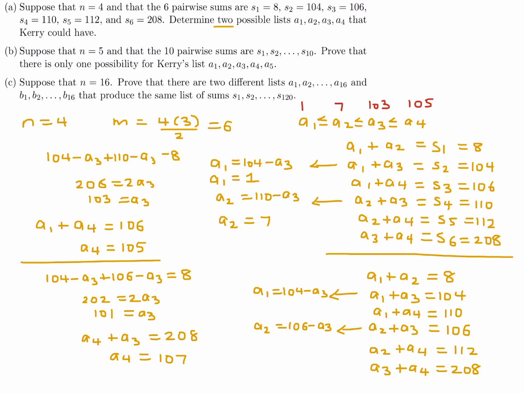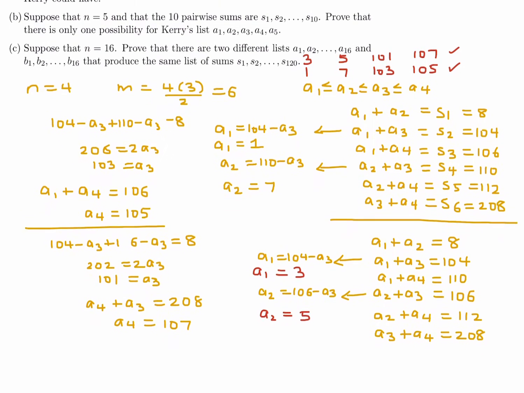A1 this time, well, I didn't even calculate it yet. A1 is going to be 104 minus 101, so 3. And then A2 will be 106 minus 101, which is 5. So that list is 3, 5, 101, and 107. So indeed, there are 2 possible lists. And this is the first one, and this is the second one.